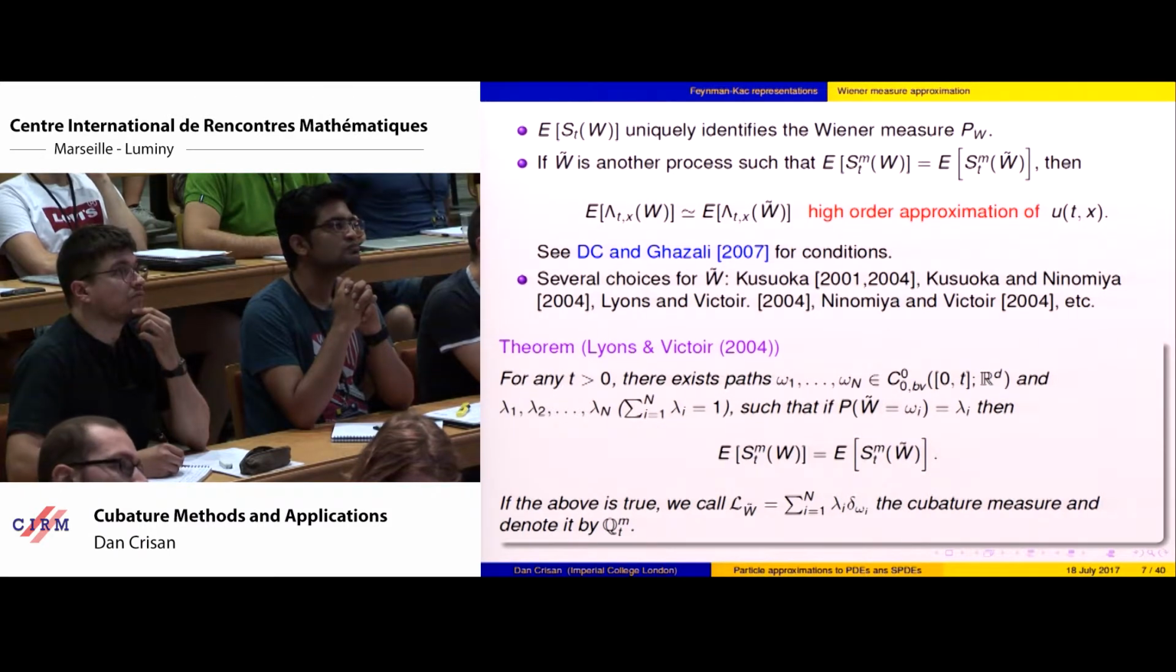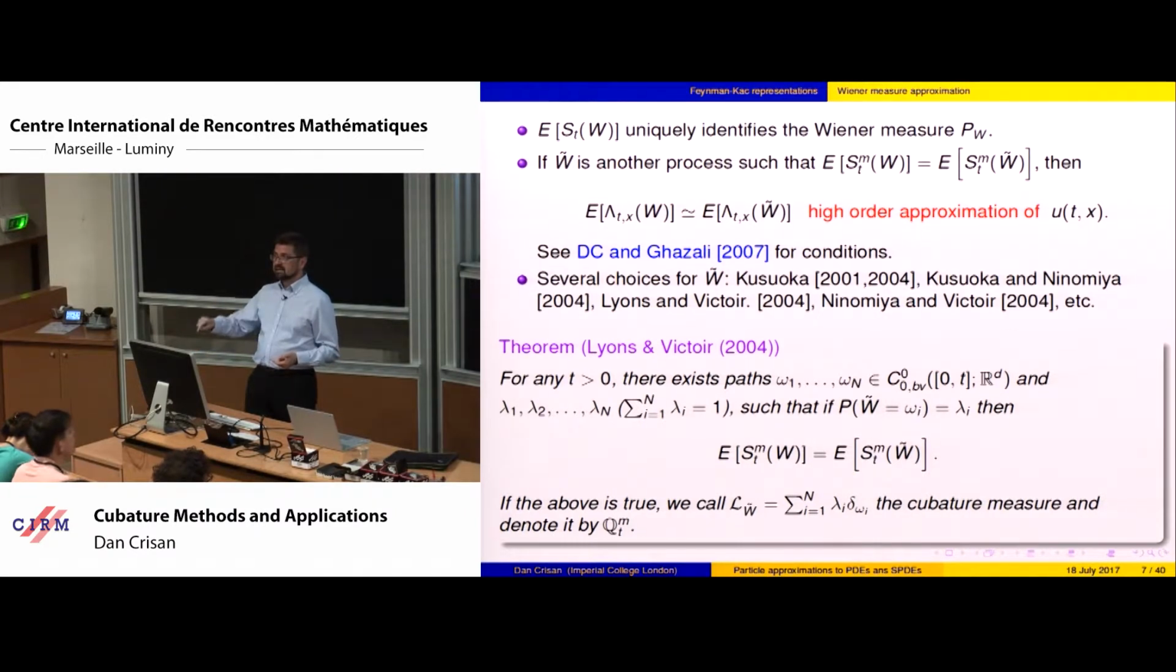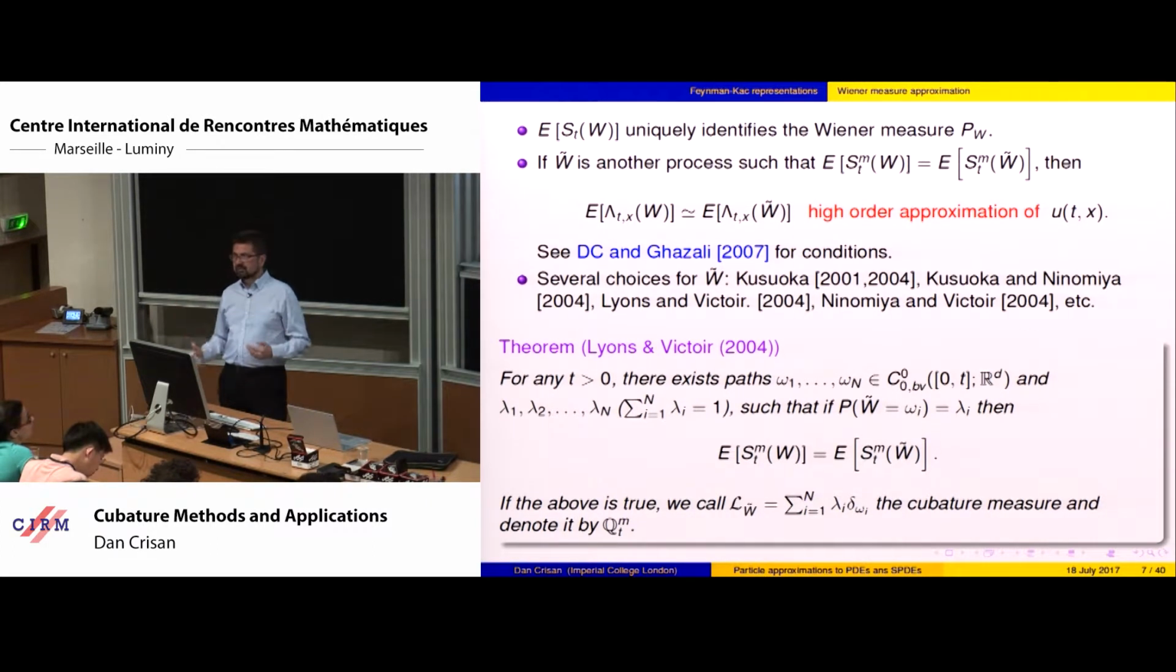And this approximation will be a higher order approximation, in the sense that the higher the truncated signature I'm matching, the better the approximation. And I'll come back to this. If you want to find out conditions under which this is the case, I've done some work. There's been a lot of work in this direction, on finding processes that match the Brownian motion in some way.